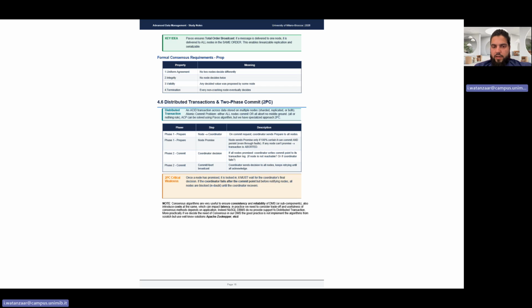Last but not least, we have a short note. Consensus algorithms are very useful to ensure the consistency and reliability of a DMS or its subcomponents. We discussed that advanced DMS are unified systems, working interoperably, so we are looking for consistency and reliability of all components of the DMS. But they also introduce costs, which can impact latency, and the response to the user will be slow. In practice, we need to consider the trade-off.